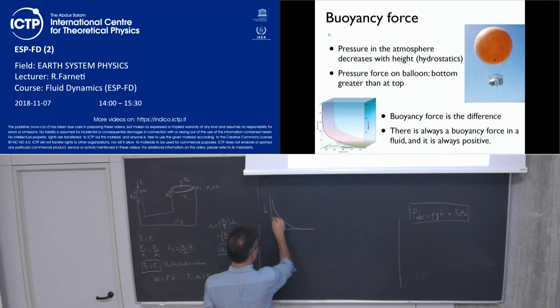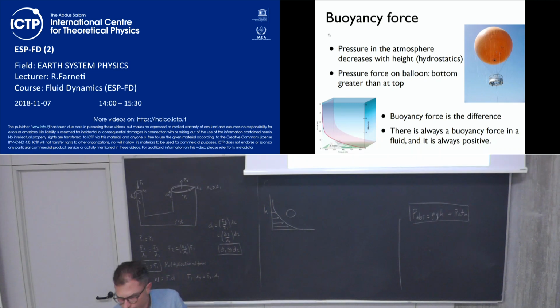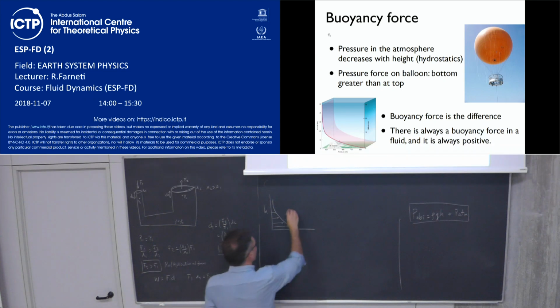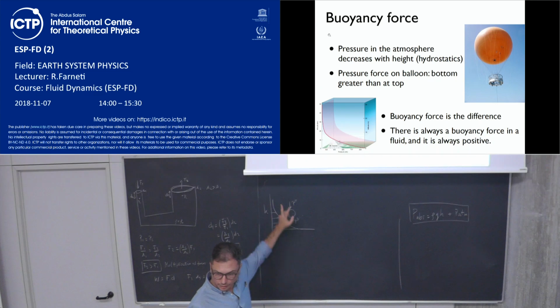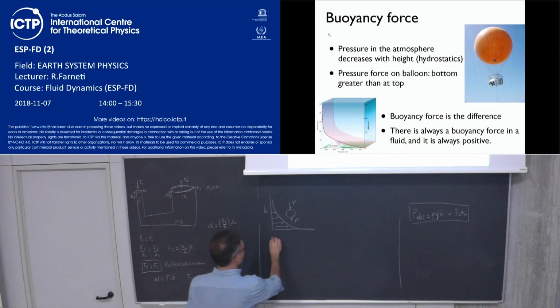So this is your pressure decreasing with height, and imagine you have an element of fluid, for example a balloon. The pressure felt at the top is going to be smaller, the pressure at the top is smaller than pressure at the bottom. And so the resultant, the difference between the two, is the buoyancy force. That's why the buoyancy force is always directed upwards, because pressure at the bottom is larger than pressure at the top. So the buoyancy force is trying to lift you up. The buoyancy force is always positive in the upward direction.